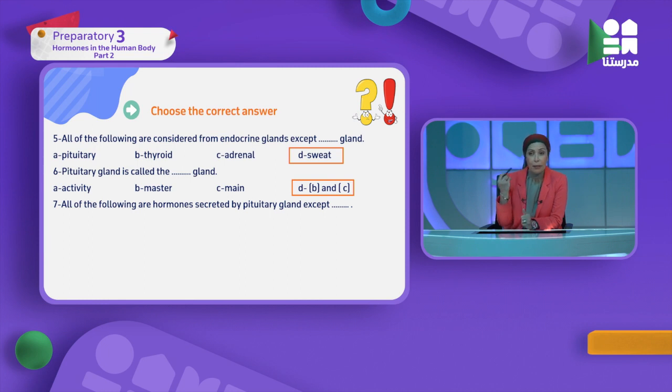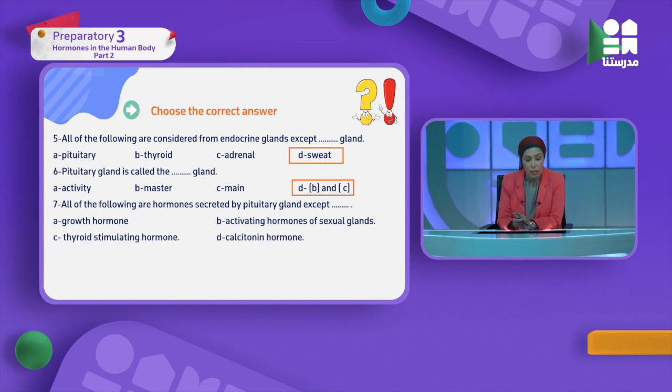طبعا لو احنا قعدنا نميمورايز كده مع بعض ونريفايز البيتيوتري جلاند هرمونز هنلاقيهم كذا هرمونز except مين؟ تعالوا نشوف. الجروث هرمون be secreted by pituitary. Activating hormone of the sexual gland yes البيتيوتري بتactivate السكشوال هرمونز. Thyroid stimulating hormone yes of course عشان كده احنا مسمينها main or master gland.